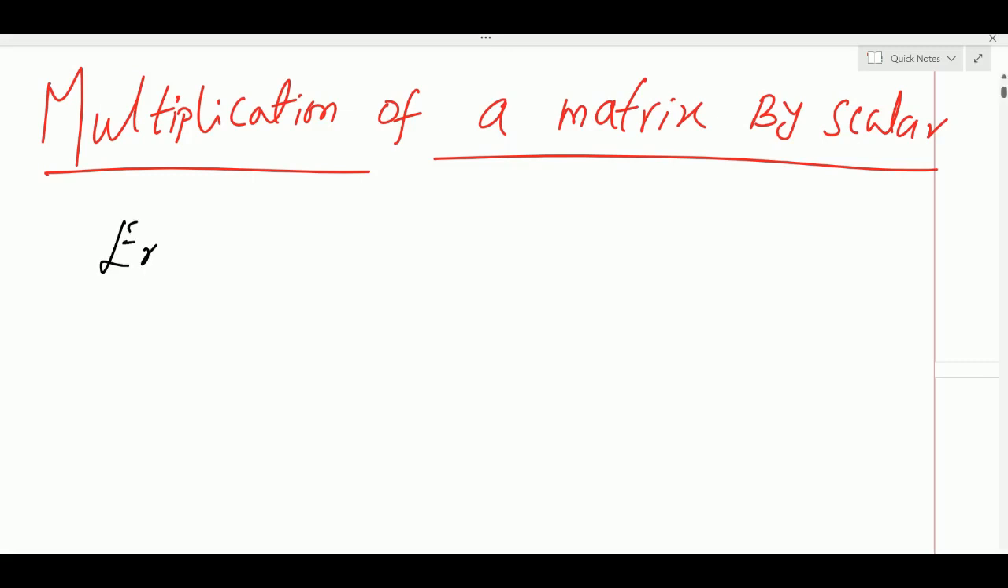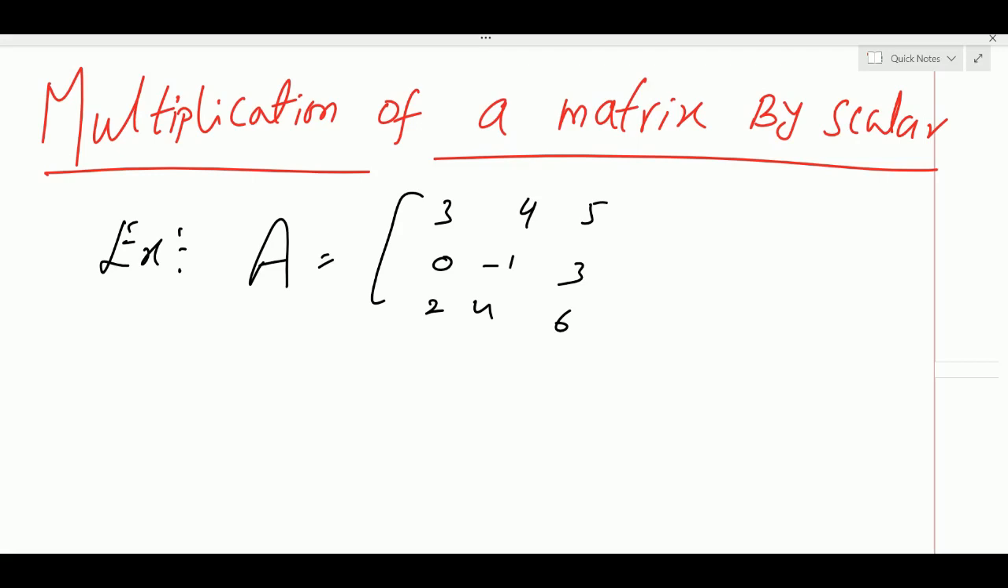For example, A is one of the matrices, in the form 3, 4, 5, 0, 0, -1, 3, 3, 2, 4, 6, 4. Like one more row and one more column I'm adding. Any matrix we can take, not only a square matrix. From this one, I want to find 3A. How can you obtain this? The matrix A is multiplied by 3. Here 3 is called the scalar, any constant. Simply, each and every element is multiplied by 3, and we obtain 3A.